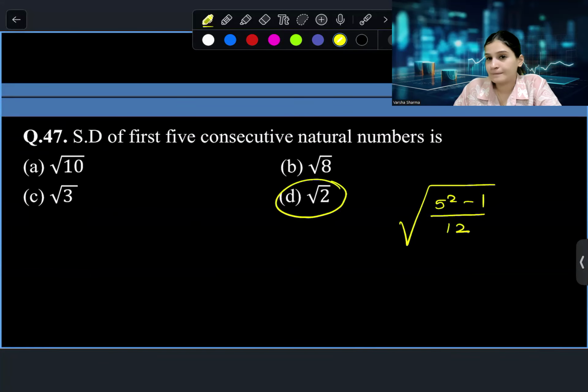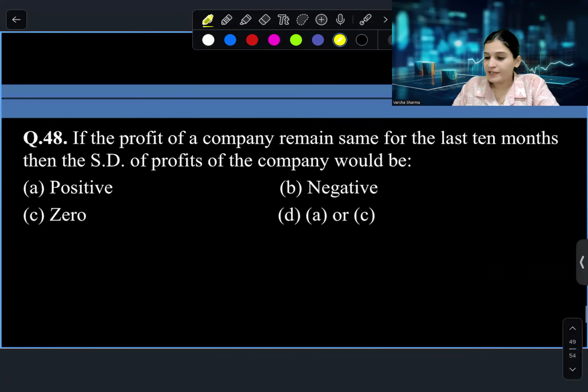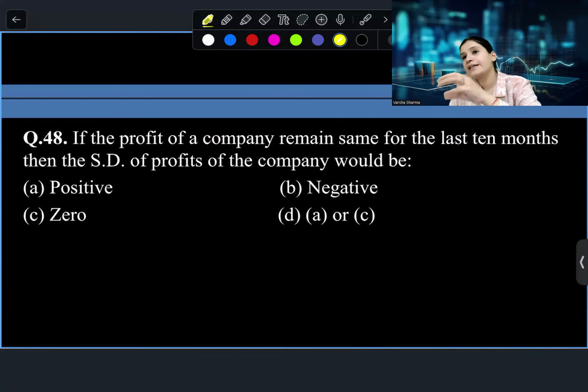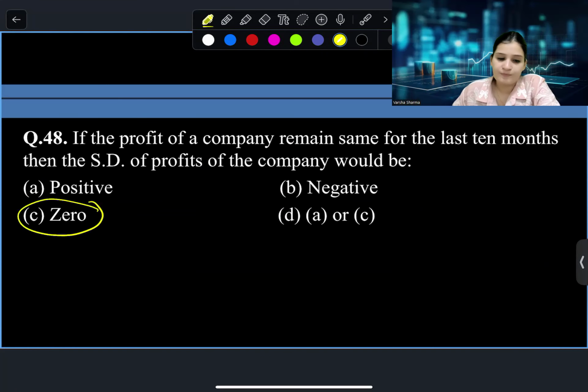Yes, ma'am. If the profits of a company remain same for the first 10 months, if the data is constant, then mean, median, mode are the same constant. Standard deviation and variance is 0. So what is standard deviation? Deviation, right? If all of them are same, how can you have a deviation? Deviation will be 0. So standard deviation, variance, all dispersion measures will be 0.